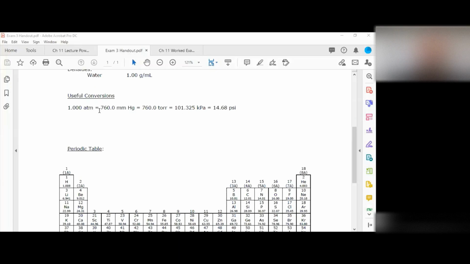So someone might say, okay, well, you're giving us all these conversion factors. How are you going to ask a question? Well, let's look at the worked example file.